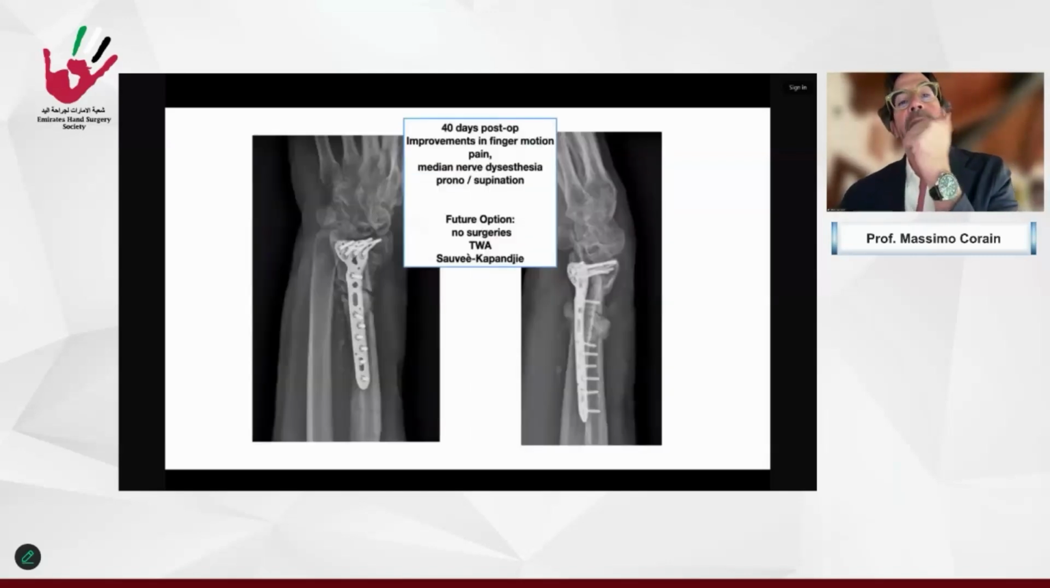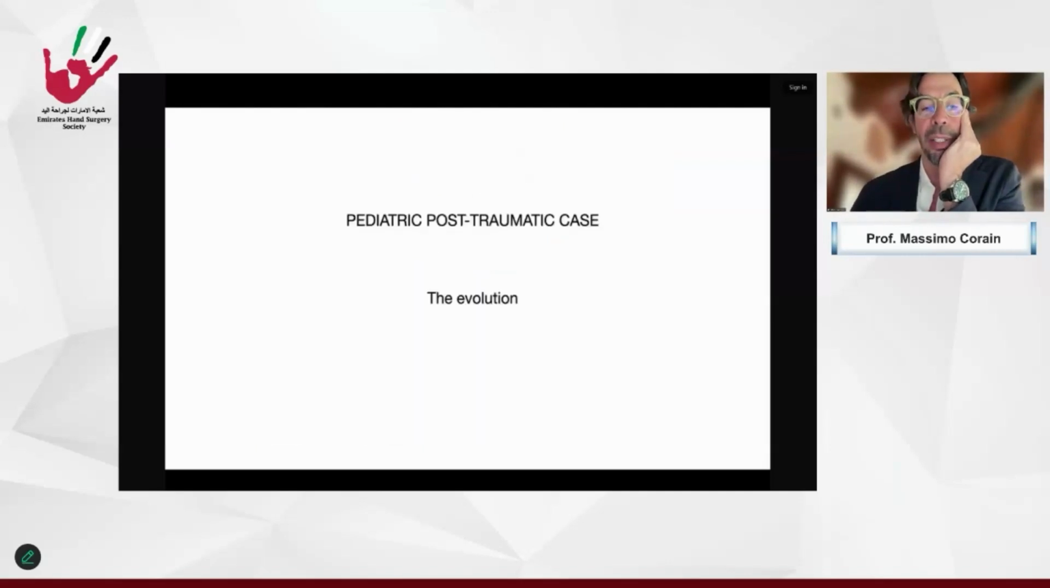This is a check after 40 days, where the patient had an improvement of the finger motion, of the pain, of the median nerve dysesthesia, and no problem in pronosupination. So the result for the patient was already good. Future options can be no surgery, so to do nothing, or a total wrist arthrodesis. Now we can do that with the soft tissues that are already aligned, or a Sauvé-Kapandji if necessary.